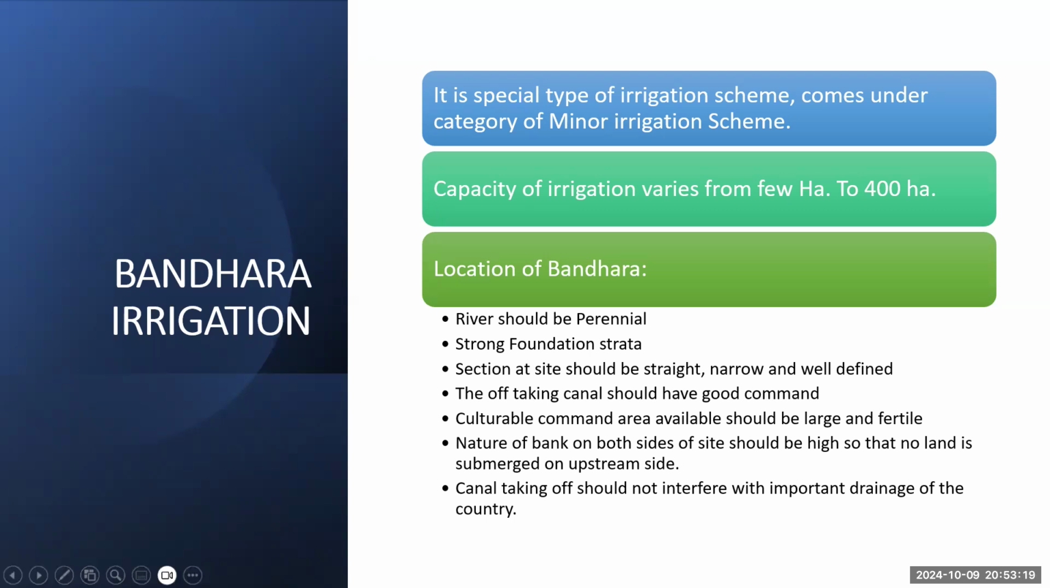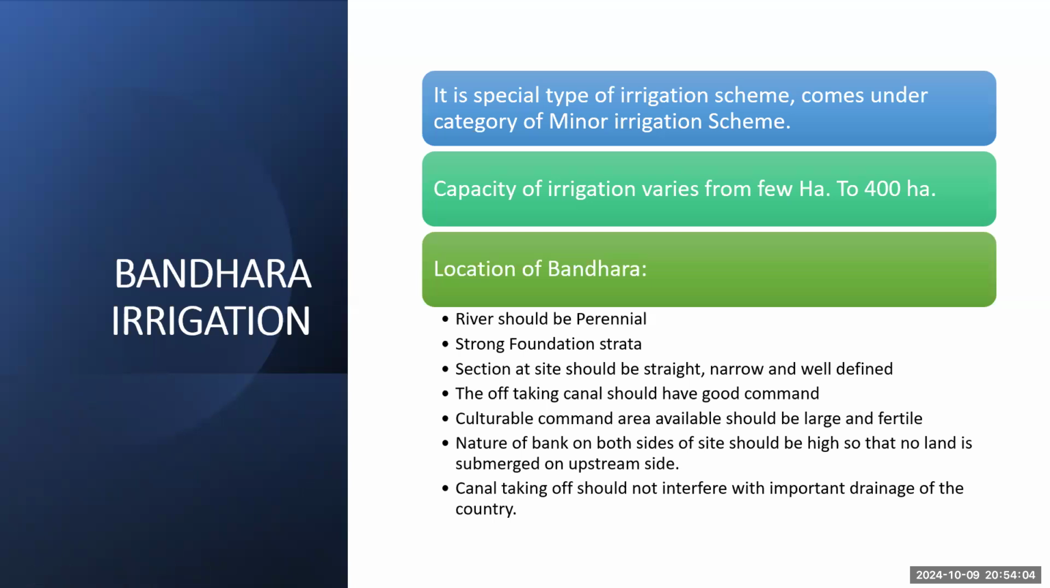So we are talking about selecting a site for the Bandhara. The section of the river at the place should be straight, it should be narrow, and it should be well defined. Well defined means the stretch where the Bandhara is to be constructed should be rocky, so that its shape will not change with respect to time. If it is earthen, then it is not well defined; its shape changes with time. So it is important that the shape at the site should be well defined.